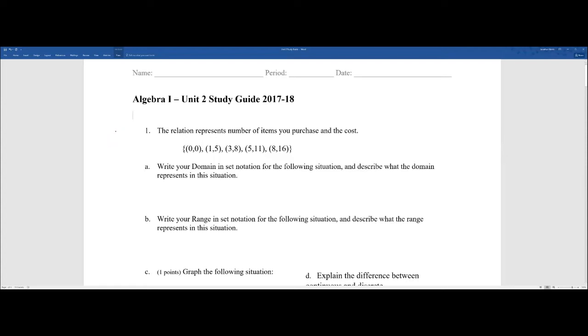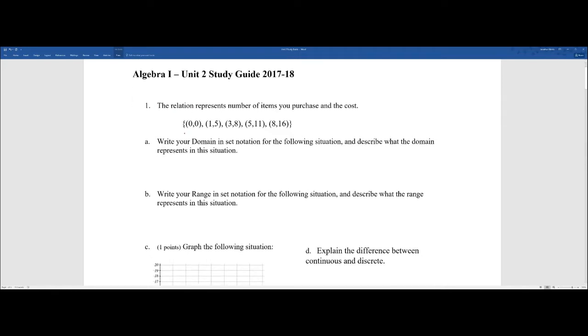All right, so there's a couple things we got to start off with here. We have to start off with talking about relations. Now, in number one, they tell us that the relation represents the number of items you purchase and the cost. Basically, we have our inputs, otherwise known as our x's, and our outputs, otherwise known as y's. These are ordered pairs. So 0, comma 0, that's an ordered pair.